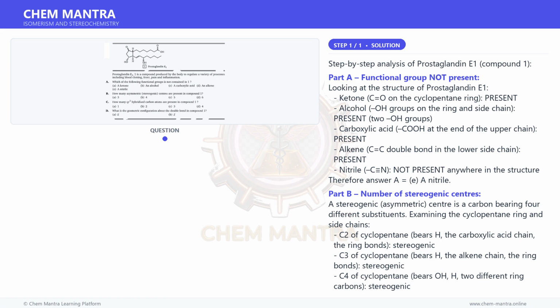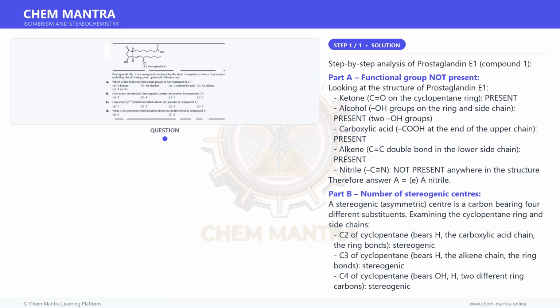A stereogenic, asymmetric, center is a carbon bearing 4 different substituents. Examining the cyclopentane ring and side chains. C2 of cyclopentane bears H, the carboxylic acid chain, and the ring bonds: stereogenic. C3 of cyclopentane bears H, the alkene chain, and the ring bonds: stereogenic.